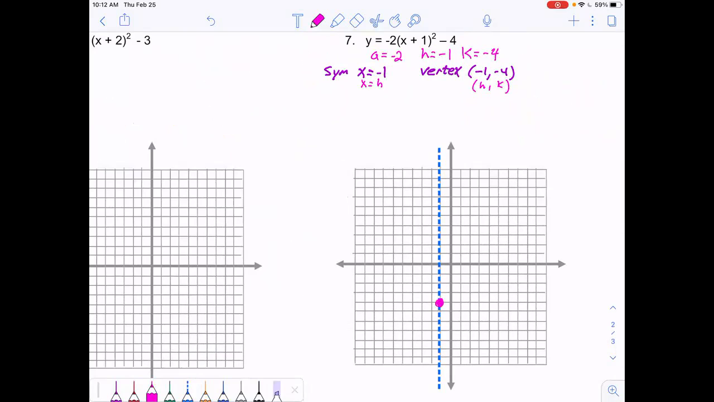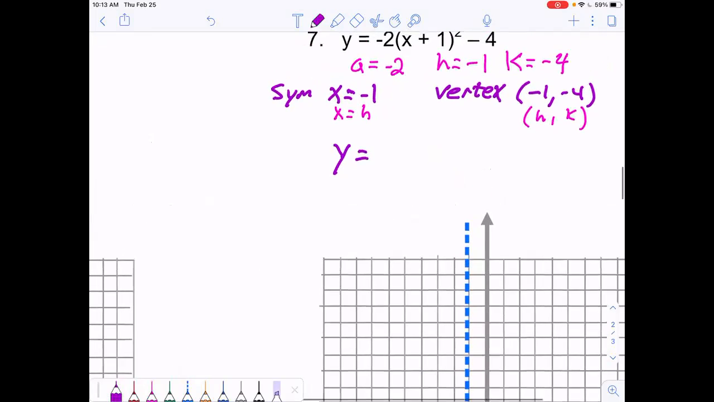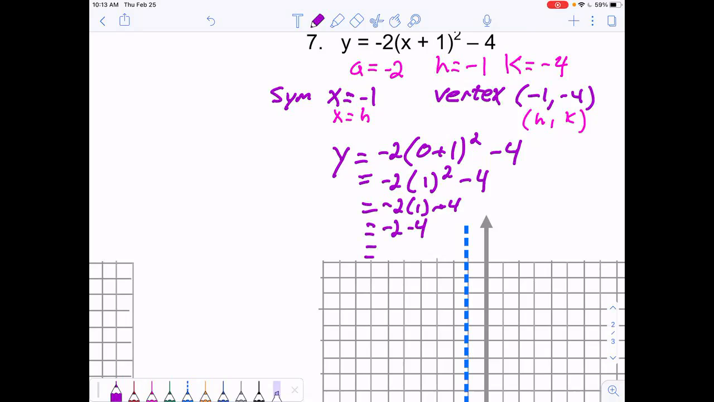Jason, what's the last step we do? Plug in. Haley, what should we plug in for x? Yeah, we plug in 0. So our last step is we get y equals -2 times (0 plus 1) squared minus 4. Then you just use PEMDAS. -2 times 1, good. So our y-intercept, remember, is at x equals 0, and then our y value ends up being -6.